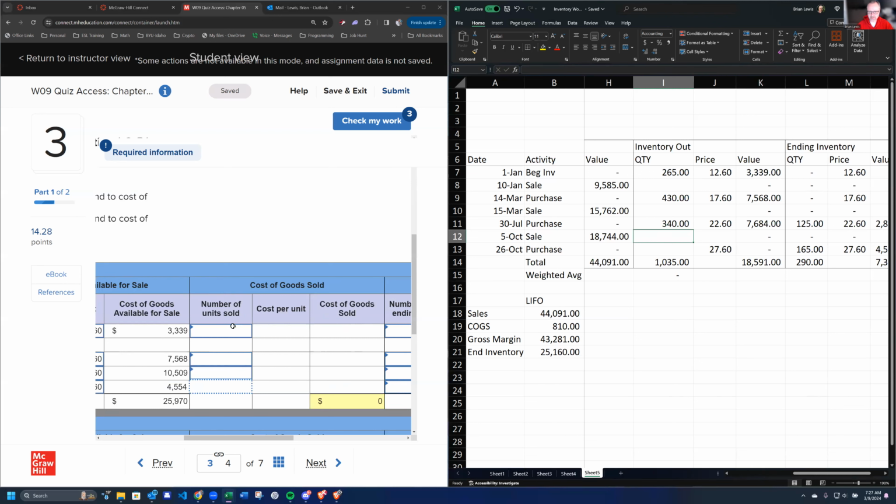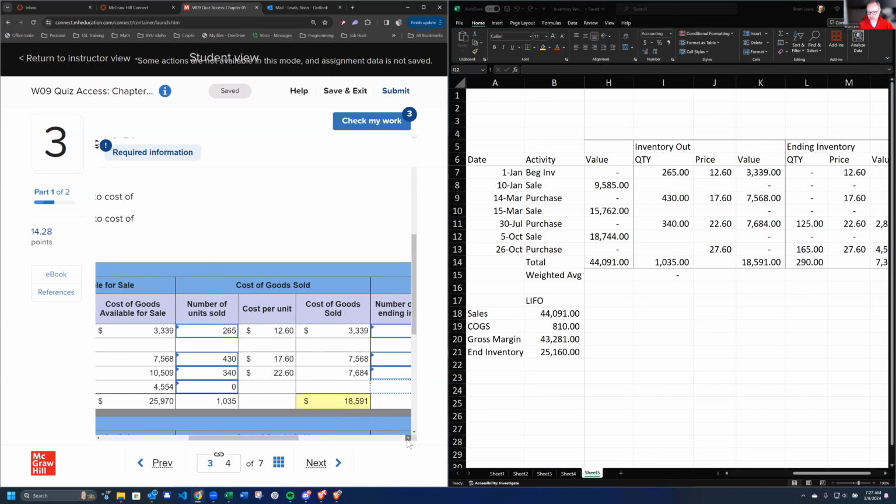Okay, so with that in mind, we can then put this 265 here. We can put this 430 here. We can put 340 here, and this will be 0. Okay, so that matches there.